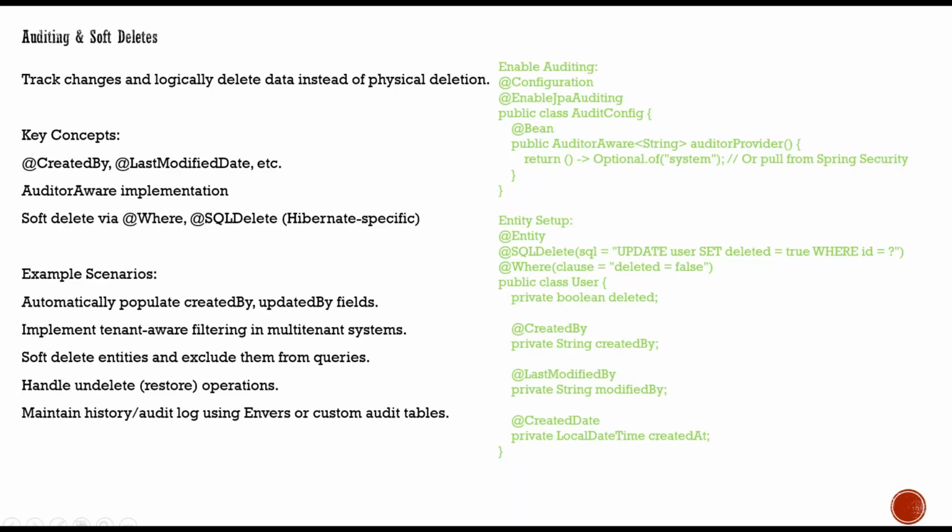Now how do you do that? We have @EnableJpaAuditing configuration defined somewhere to enable auditing. You have to make use of the AuditorAware provider and then return that particular system detail, so you can pull this data from Spring Security as well. Now how to do the entity setup? We have the annotation @SQLDelete. You can define the where clause over there and set some details for that.